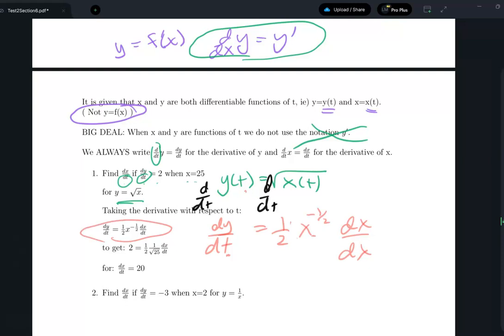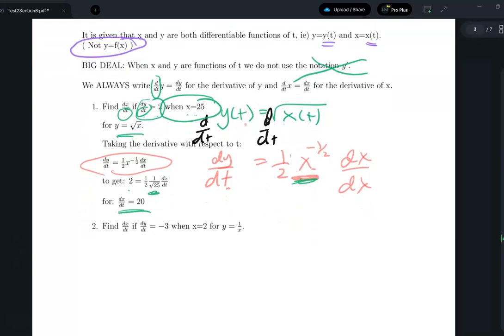So then always, always, always, when you have negative exponents, write them as the fractions that they are. Plug in the when information. Plug in the dy over dt is 2. Oh, and look at that. You can solve for the dx over dt. All right, let's try the next one.